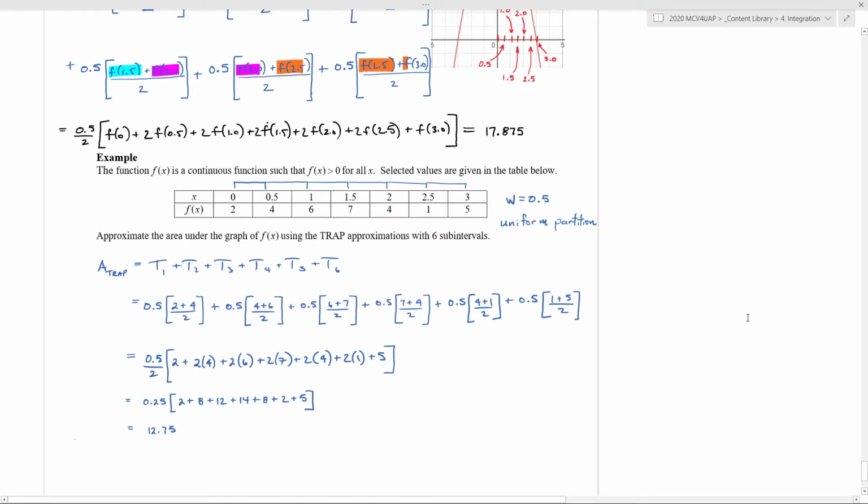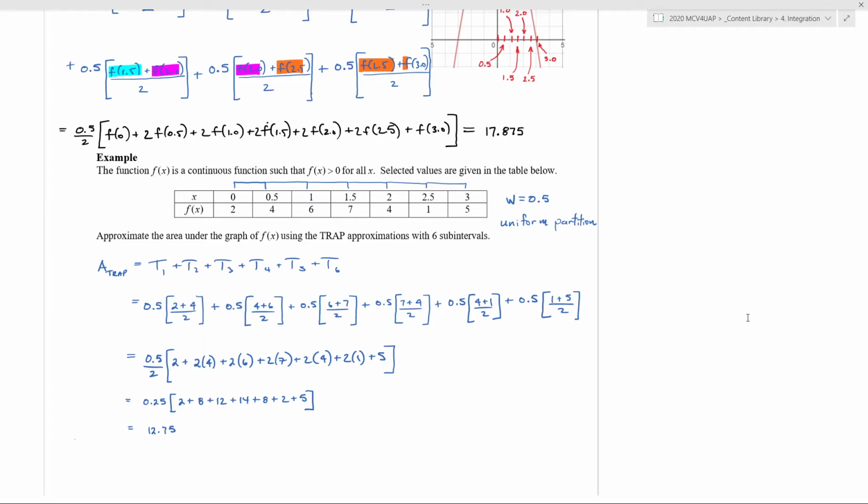Okay, so 4 methods: LRAM, RRAM, the midpoint. Those 3 are all rectangular approximations. And the fourth one is a trapezoid. The trapezoid involves a little bit more math, so it's a bit lengthier than the other 3. And the relationship between the trapezoid and the 2 rectangular LRAM and RRAMs is that for the same number of subintervals, the trapezoid is the average of LRAM and RRAM.